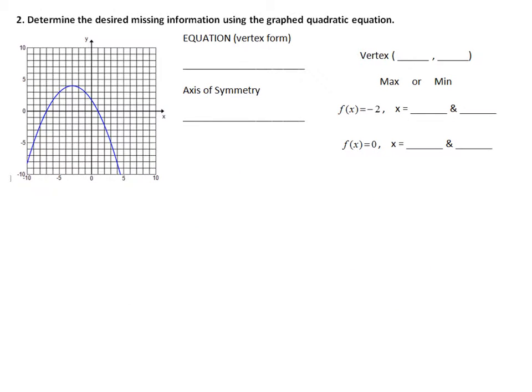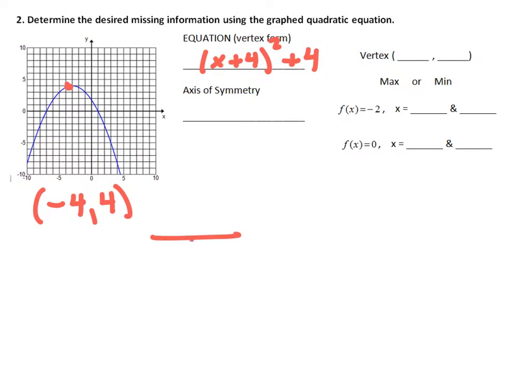All right, in question 2's case, let's find that vertex right off the bat. 1, 2, 3, 4, -4, and 4. So that tells me that at least I'm going to have x plus 4 all squared plus 4. Now the next thing I need to check is, does this follow the pattern of 1 over 1 up? And if I look at that, it doesn't. I notice 2 over 4, right?